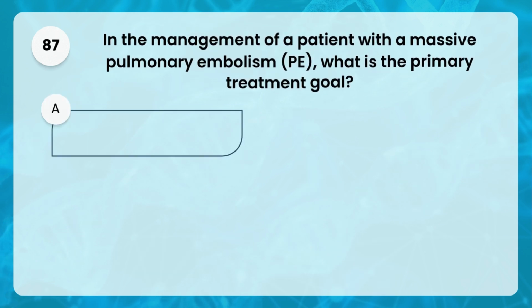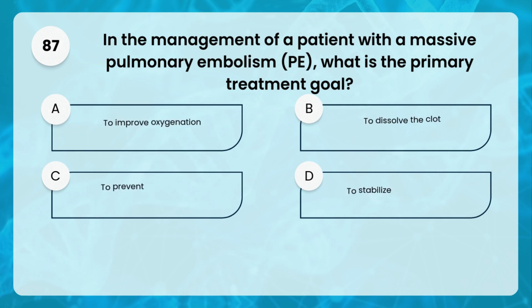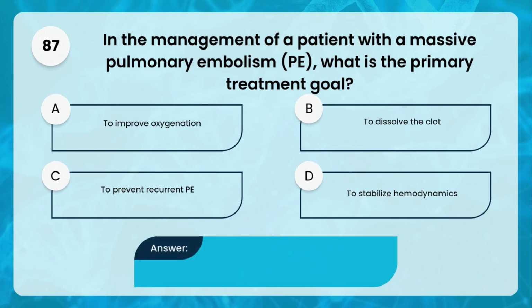Number 87. In the management of a patient with a massive pulmonary embolism, PE, what is the primary treatment goal? A. To improve oxygenation. B. To dissolve the clot. C. To prevent recurrent PE. Or D. To stabilize hemodynamics. The answer is D. To stabilize hemodynamics.